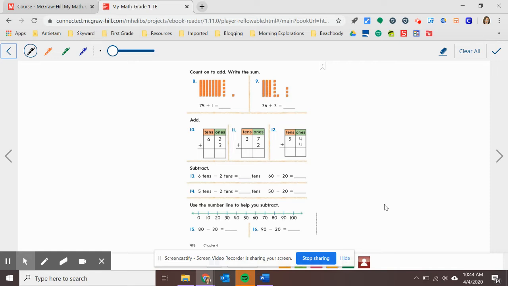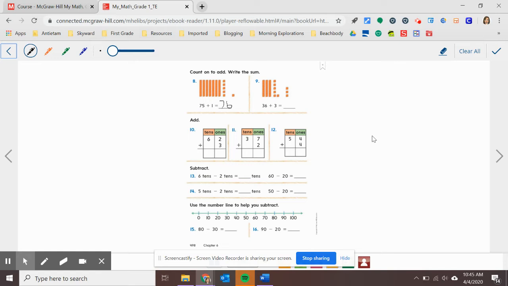If you can't think of it off the top of your head, something that you could do is count up all of these blocks. So that's what I'm going to do. I'm going to look up here at the blocks that they have drawn for me, and I'm going to count first by tens because each one of these sticks equals 10. So I'm going to count 10, 20, 30, 40, 50, 60, 70. Now I'm going to count on by one, 71, 72, 73, 74, 75, 76. So that's our answer. 75 plus 1 more equals 76.